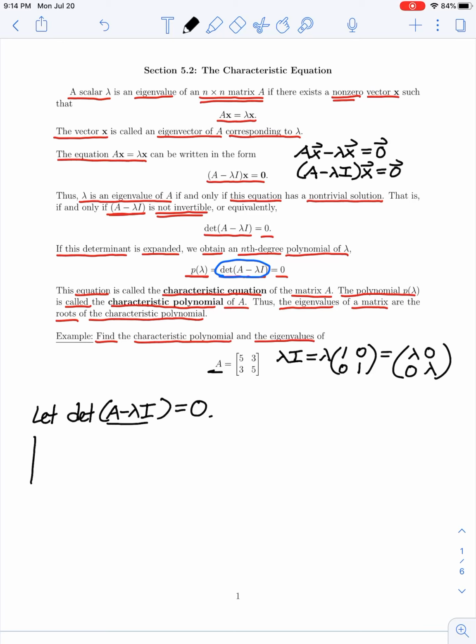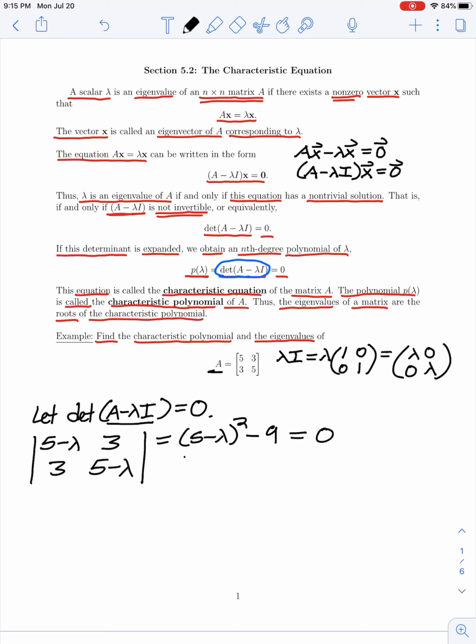And again, to find A minus lambda I, we're taking A and subtracting lambda from the diagonals. So in this case, 5 minus lambda and 5 minus lambda. And from the off diagonals, we're subtracting 0, so we just have the same off diagonal entries. Now for the determinant of a 2 by 2 matrix, we have the product of the diagonal entries, which would be 5 minus lambda times itself, or 5 minus lambda squared, minus the product of the off diagonals, which would be 9. And we're setting this equal to 0.